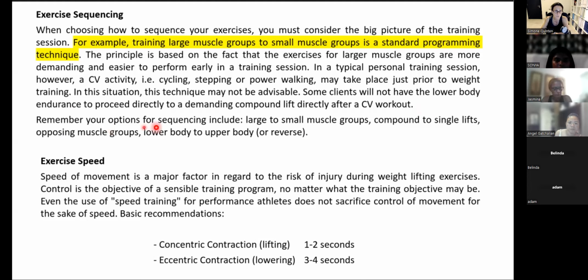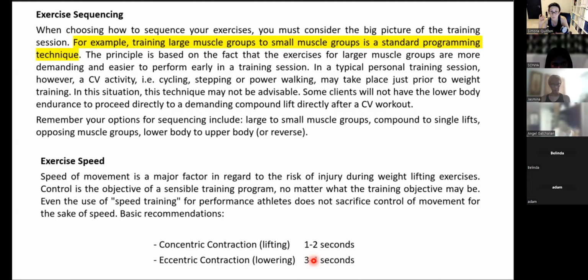Then remember your options for sequencing: large to small muscle groups, compound to single lifts, opposing muscle groups, lower body to upper body, or the other way around. Then the exercise speed, as I mentioned before, is usually 1-2 seconds up, 1-2 seconds down. You can use the tempo when you want to progress or overload, when you go super slow up and super slow down, or up and then super slow down again. That makes a big difference.